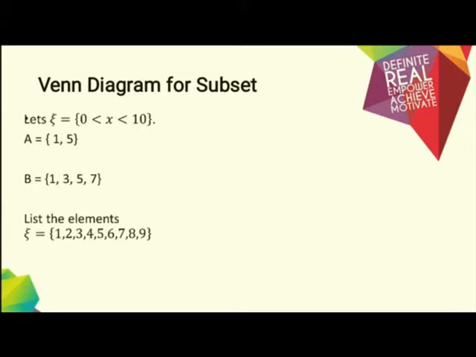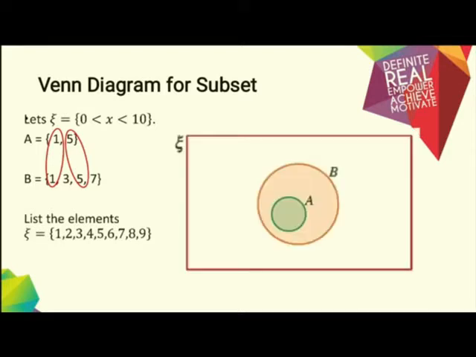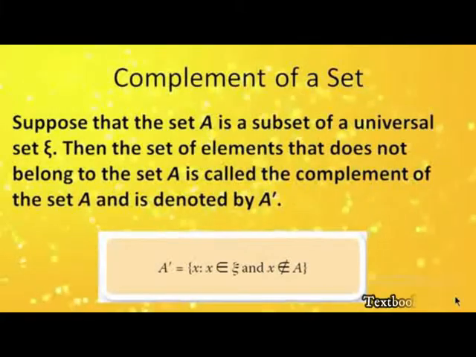Let the universal set still be the same, and then the elements of A and B are listed there. Next, since every element in A is also an element in B, which means A is a subset of B. So this is the Venn diagram for A subset B. A inside B. So we put the elements of A inside A and the rest of the elements of B in there. And then the other elements, we put them there.